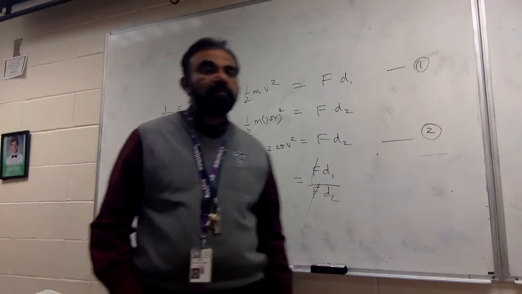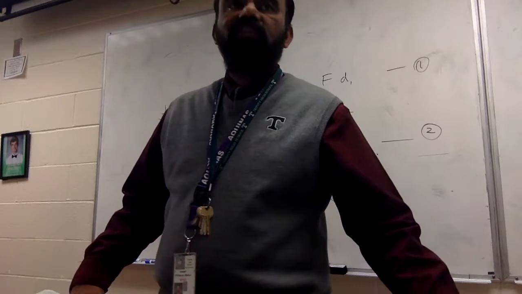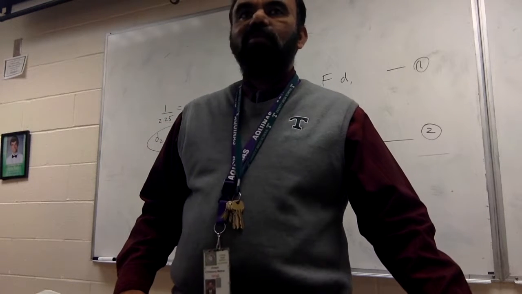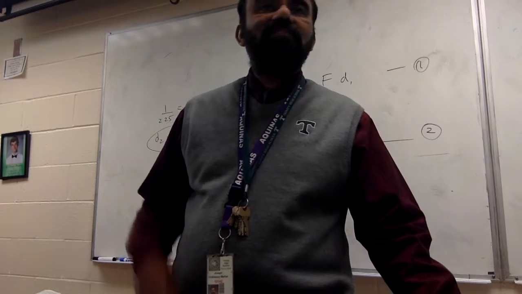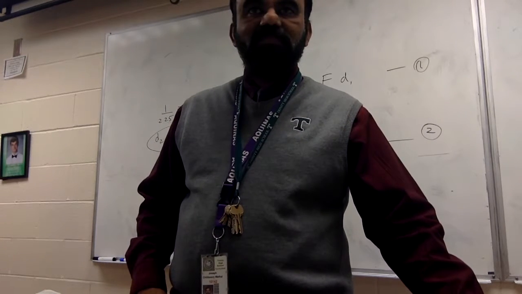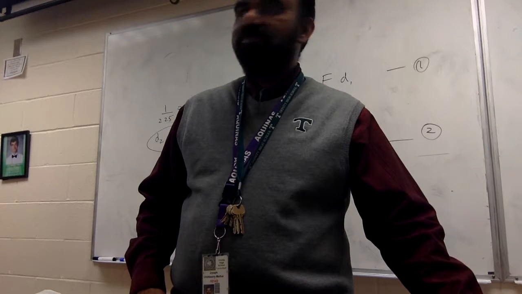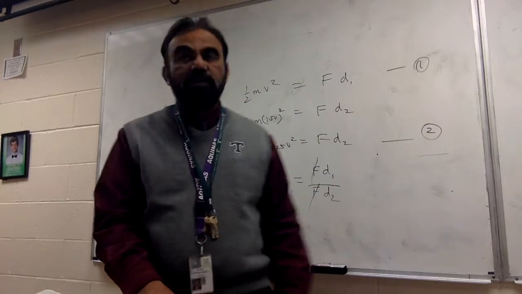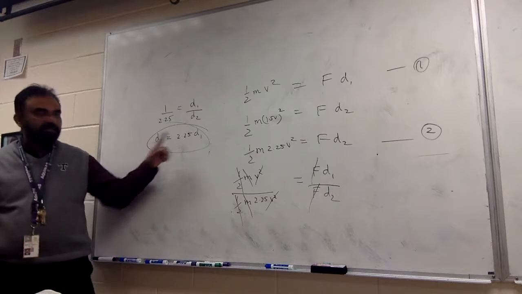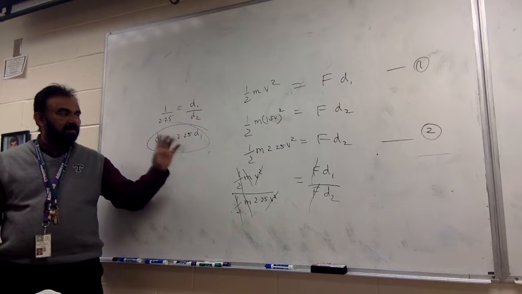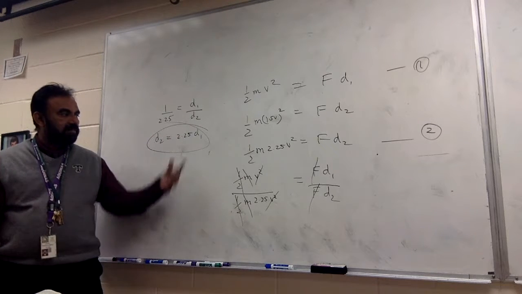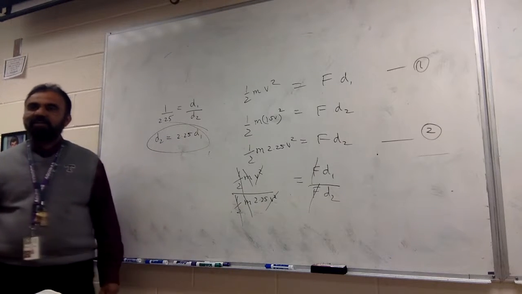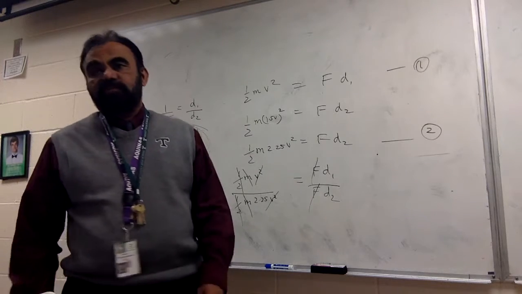The question is, how much is the percent increase in the braking distance? How much? The question was, what is the percentage increase in the braking distance? 125%. That's right. D1 is like 100%. But D2 is going to be 225. So how many times or what percentage is changed? So you know how to find the percentage change, right?